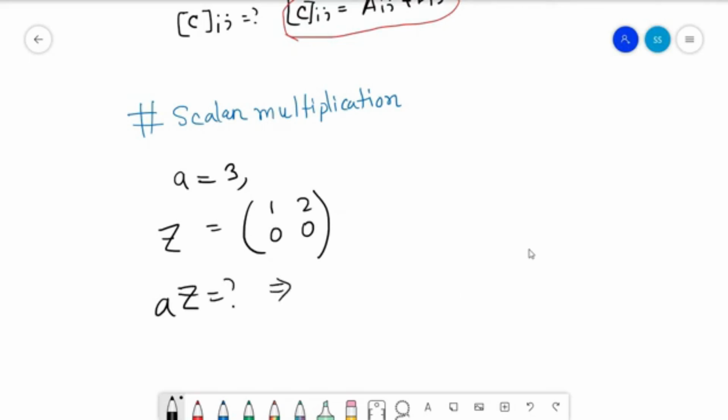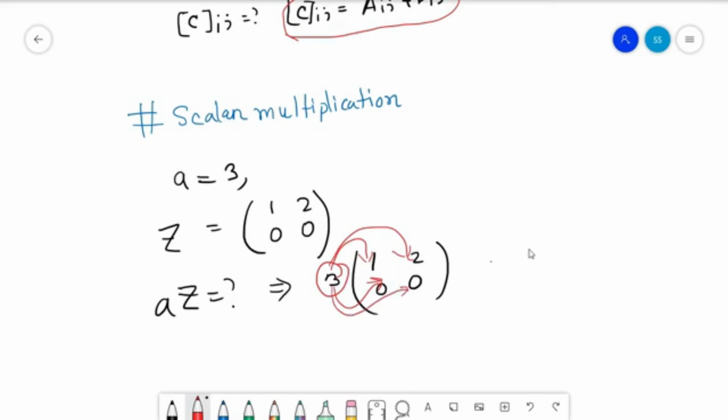So the answer is, you just type 3 here, then you write this matrix out. Then you need to multiply this 3 with each of these matrix elements. That is, you multiply 3 with 1, 3 with 2, 3 with 0, and then 3 with this 0. So the result becomes 3 6 0 0. That is the idea for scalar multiplication of matrices.